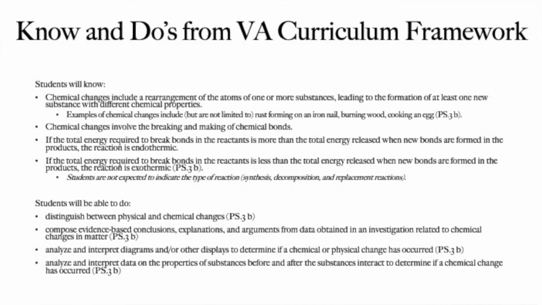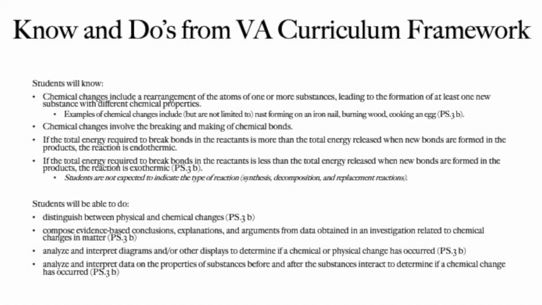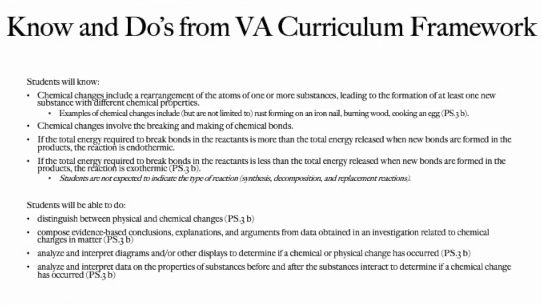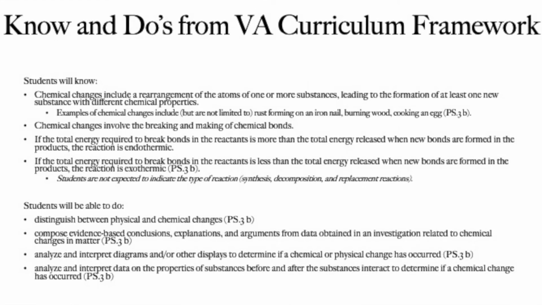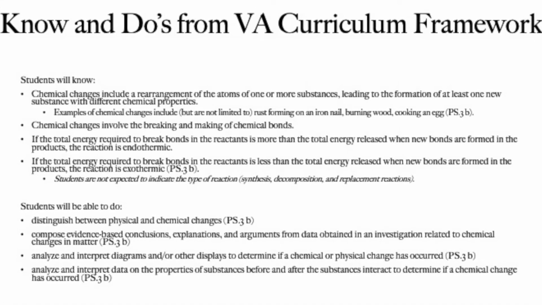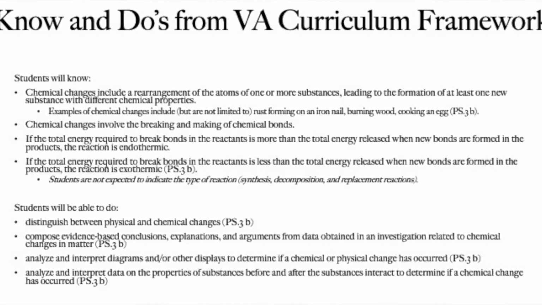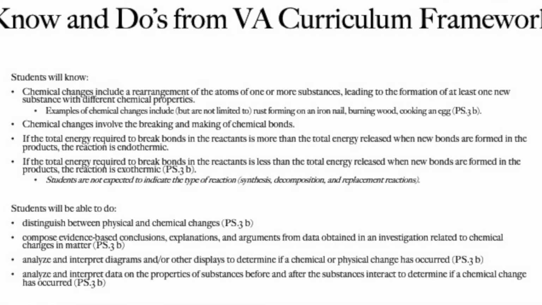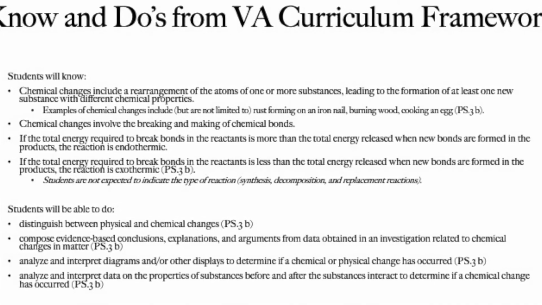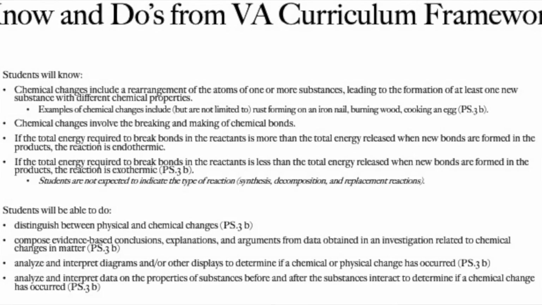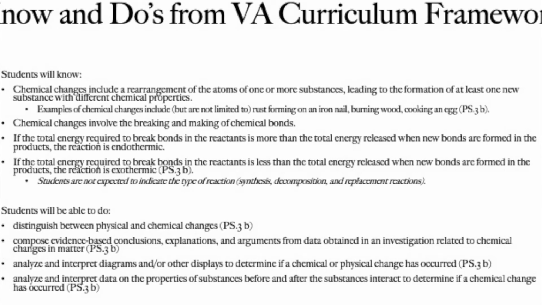So when I go and look at the curriculum framework, I notice that students are expected to be able to distinguish between the physical and chemical changes, which means they have to know the characteristics of both. They're also expected to know how to use evidence to be able to identify those changes. So just with what I've read in this framework, I know that the activity that I pick has got to be very specific to those pieces in order to be able to work.